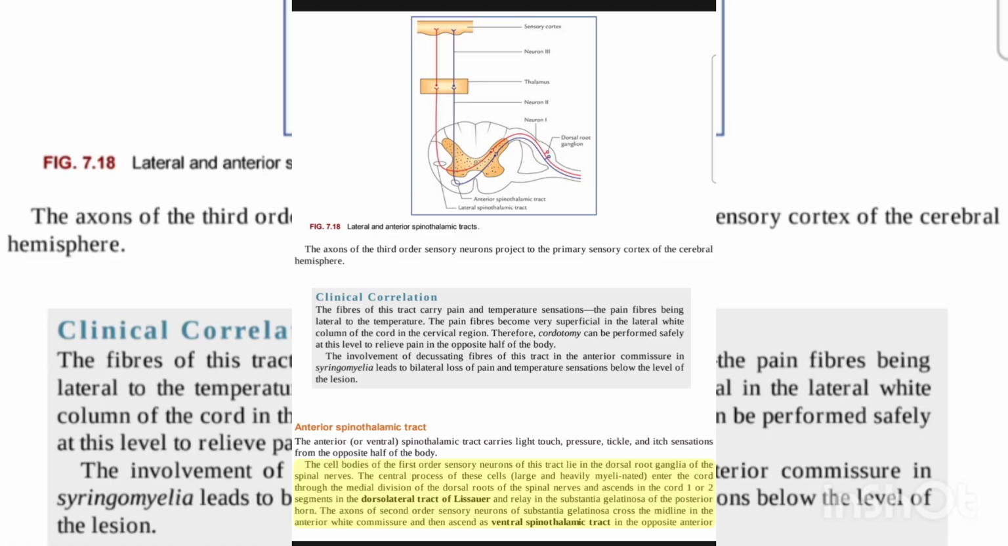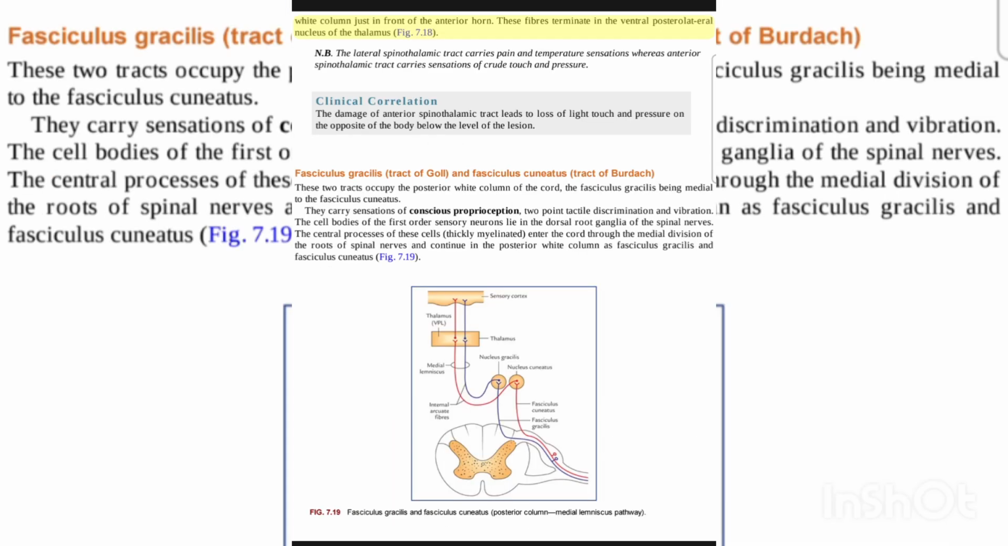The axons of second-order sensory neurons of substantia gelatinosa cross the midline in the anterior white commissure and then ascend as the ventral spinothalamic tract in the opposite white column just in front of the anterior horn. These fibers terminate in the ventral posterolateral nucleus of the thalamus, Fig. 7.18. NB. The lateral spinothalamic tract carries pain and temperature sensations, whereas the anterior spinothalamic tract carries sensations of crude touch and pressure. Clinical correlation. Damage to the anterior spinothalamic tract leads to loss of light touch and pressure on the opposite side of the body below the level of the lesion.